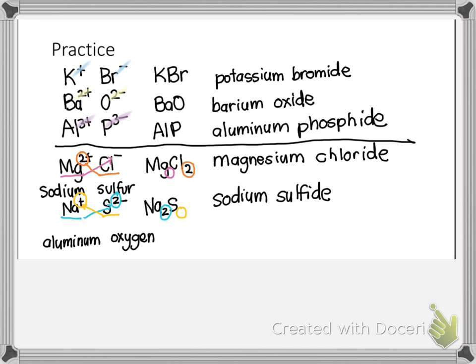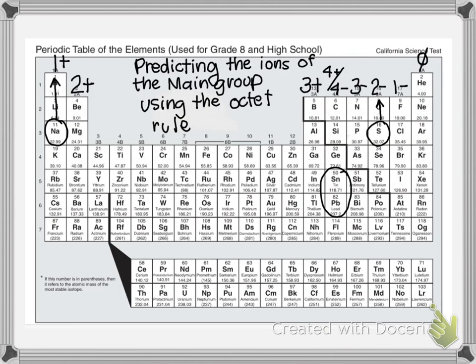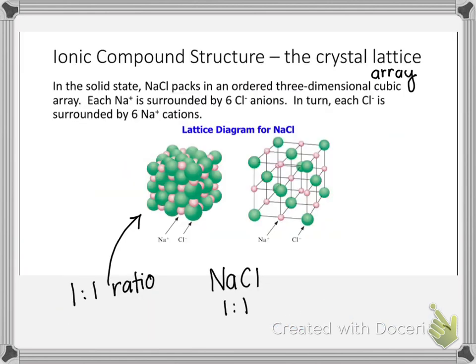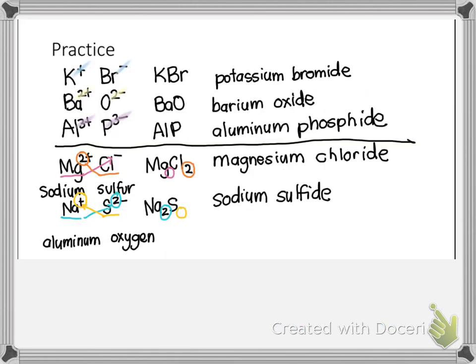So for aluminum and oxygen, I'd go back to my table and I'd say aluminum, you're a 3+. And oxygen is right behind sulfur. It's a 2-. So I have a 3+ and a 2 minus. And then what I do, now think about it. If you didn't get that far, think about what formula you would write.